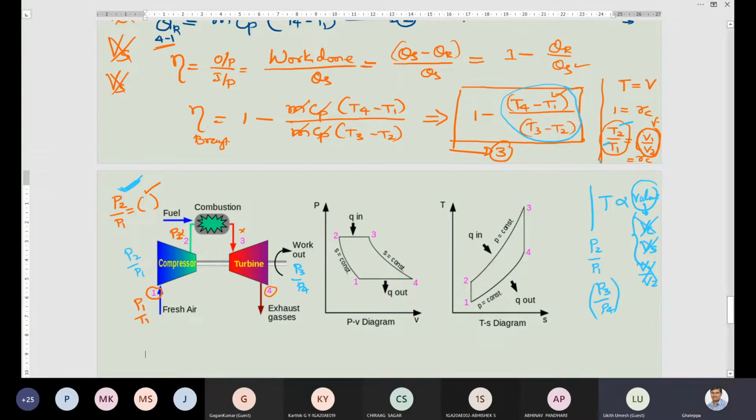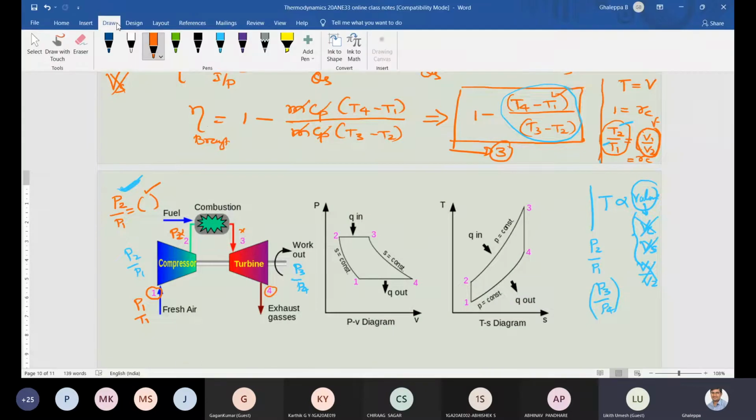Okay, so now what we do is we will convert these temperatures into pressure ratio. Keep in mind, I will write an equation on the board for how to convert temperatures into pressure ratio. Very important. Remember it for solving numericals also.